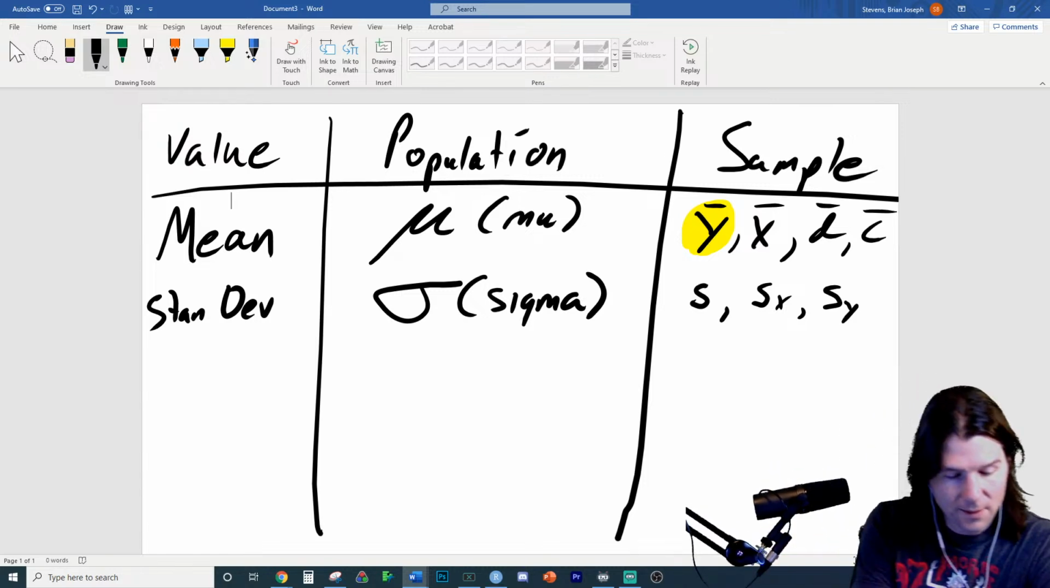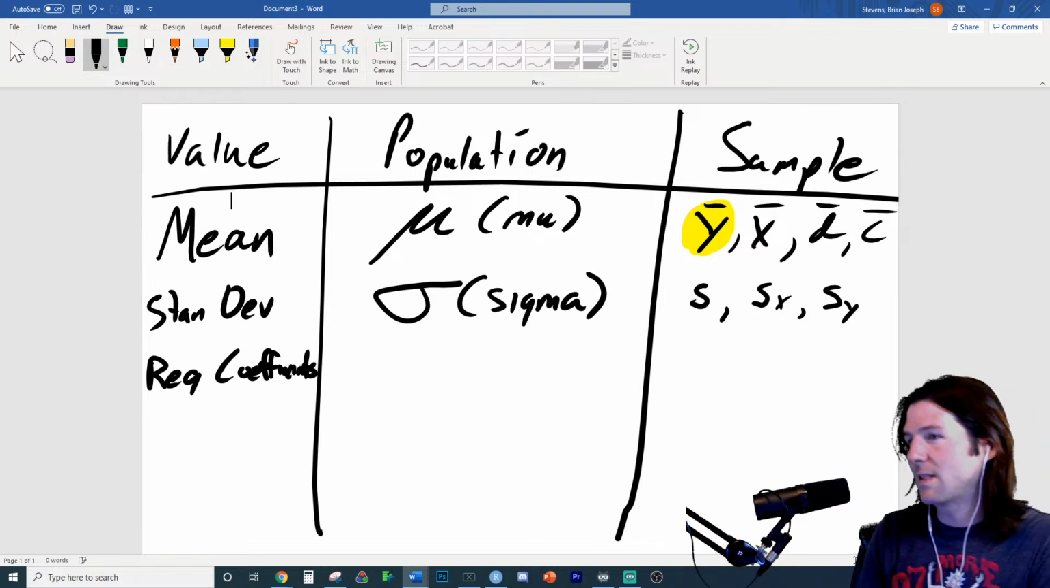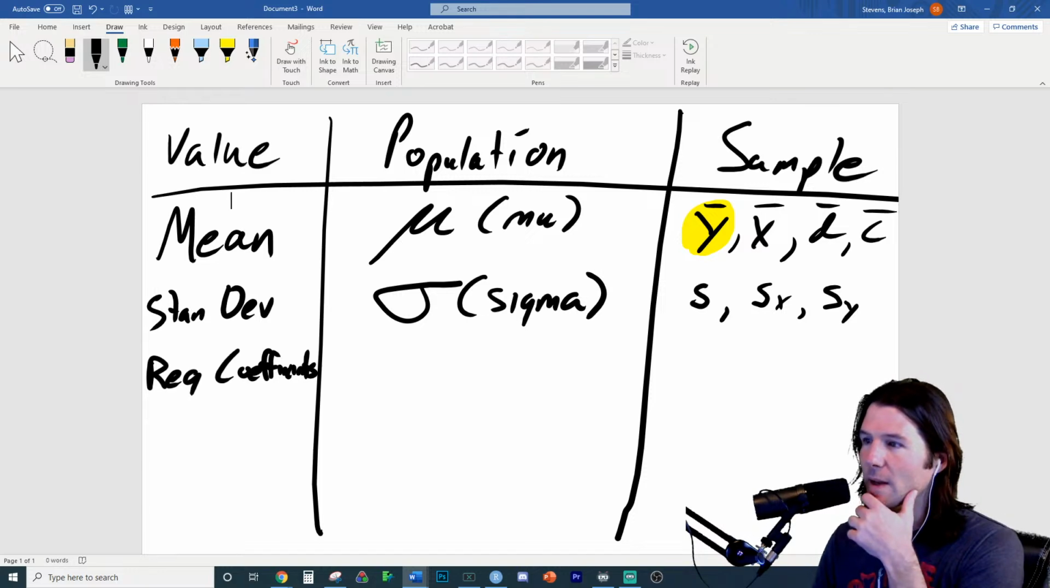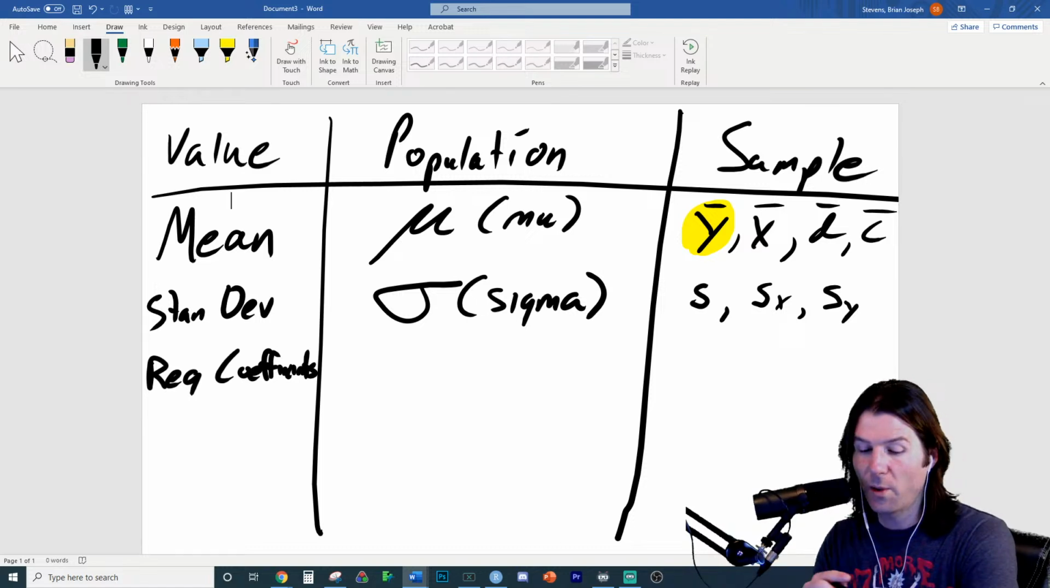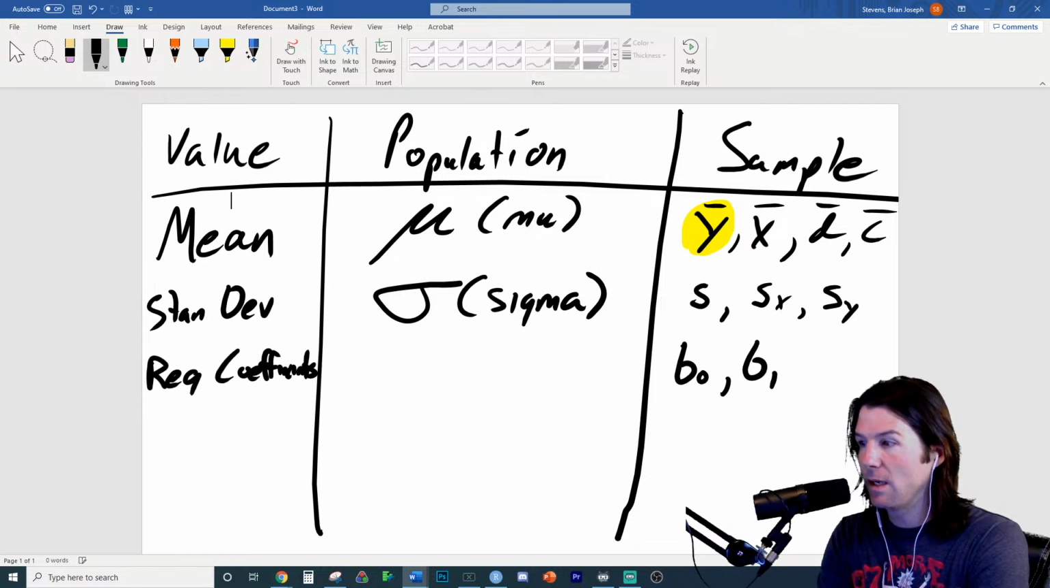So let's see here. That stands for regression coefficients. I need to make it look better. I'll probably put it in a table. Regression coefficients are going to be like B0, B1. This is also important for 320.